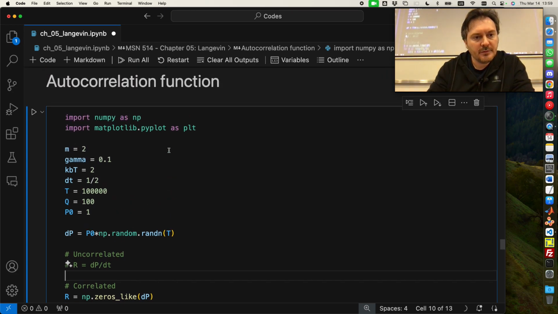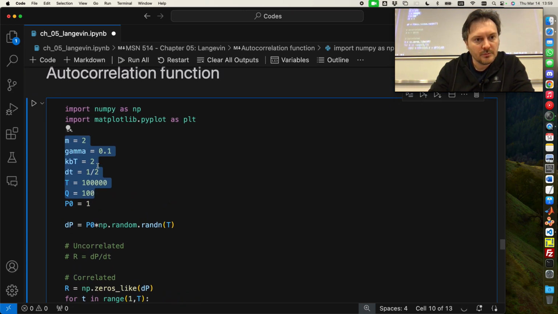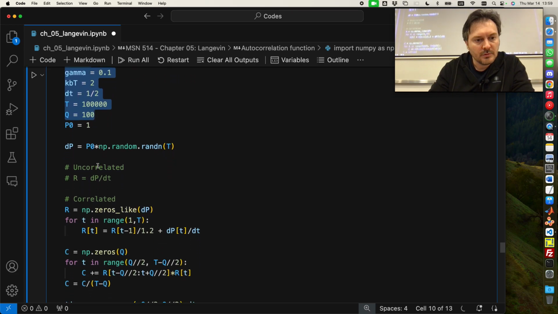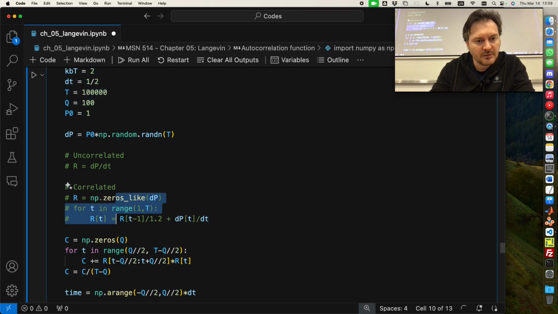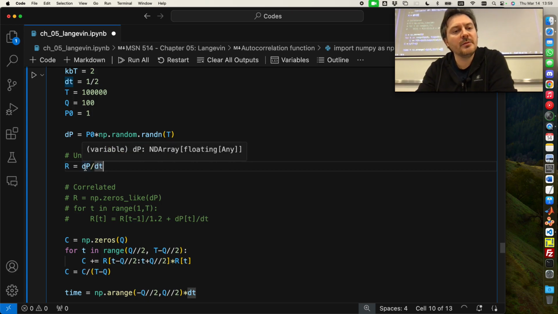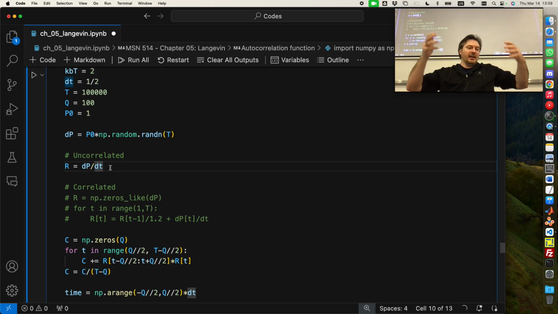So I have here the same kind of code. Let me just erase this part. This one is uncorrelated. I just take the impulses divided by delta t and do nothing. So what is it? It's as random as it gets from Python's libraries.